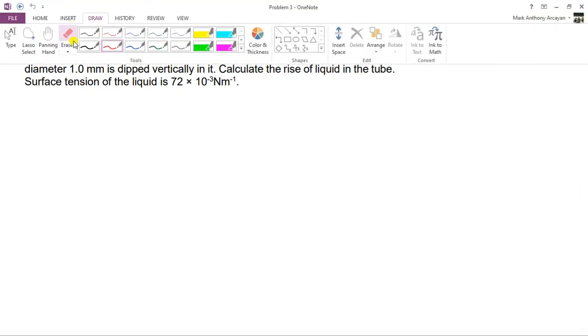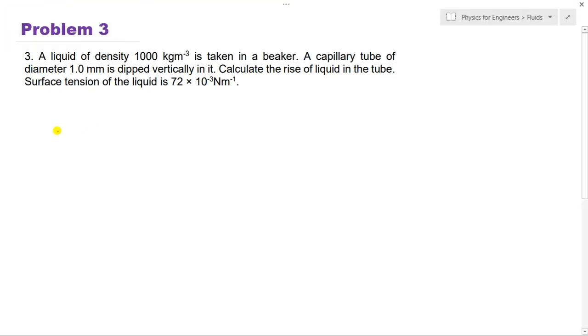Okay, so here we are going to write the given. A liquid of density, that is the density of the liquid, is 1000 kilogram per cubic meter. Then the diameter of the capillary tube is 1 mm. So D is equal to 1 mm.